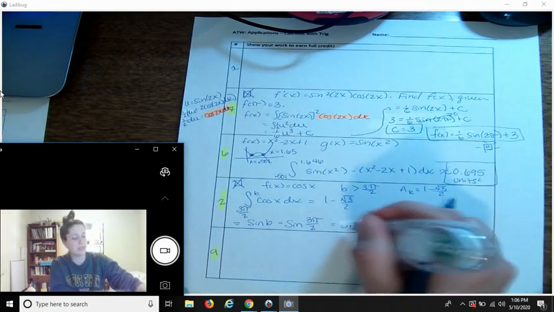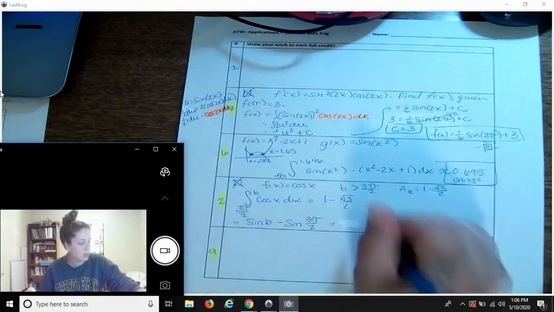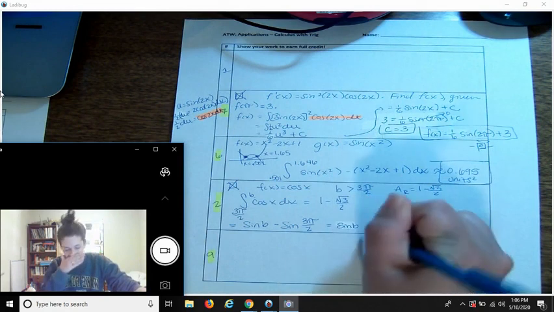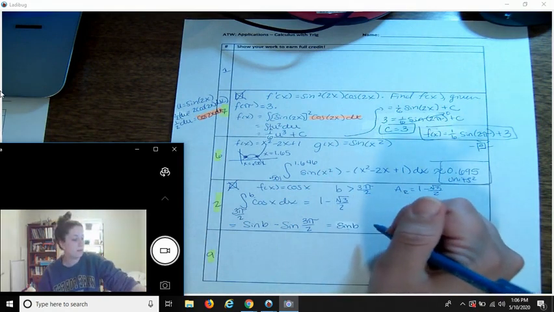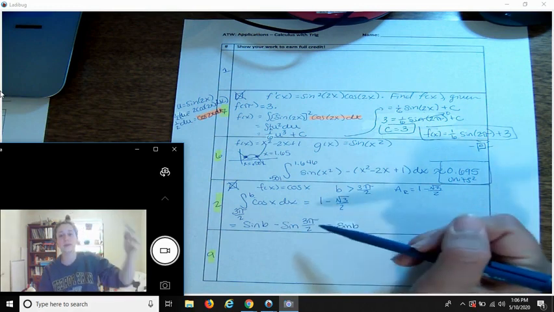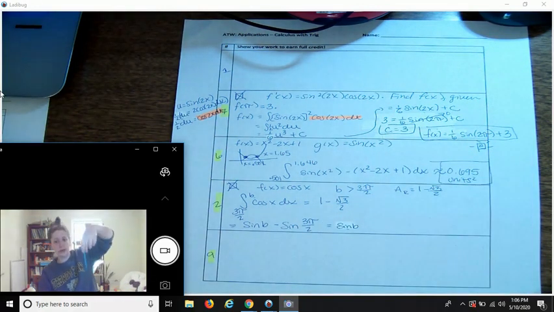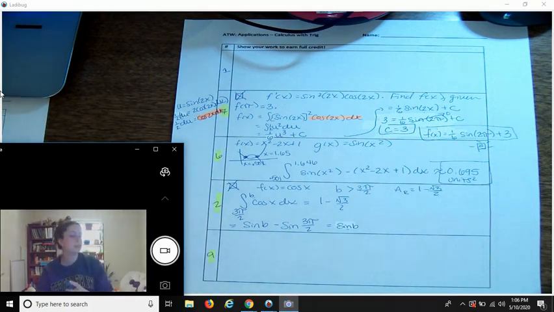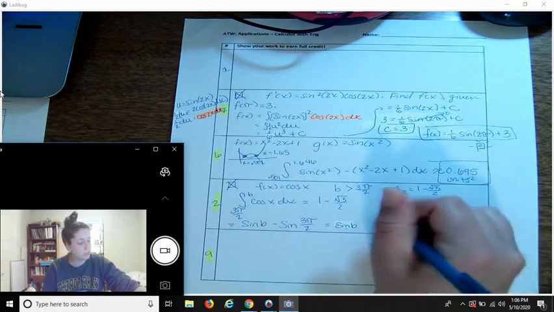We don't know what b is, so we can't solve for it yet. Sine b, and then the negative sine of 3 pi over 2. So sine of 3 pi over 2 is -1 because it's that lower 90 degree angle, the one opposite of the 90 degree angle, the reflection over the x-axis. So the double negative gives me a positive, so I should have +1.